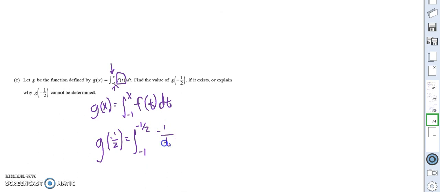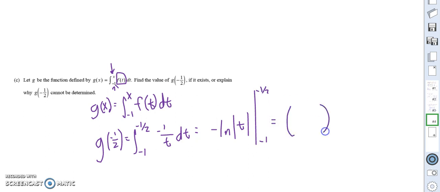Negative 1 over t dt. The integral of that is negative ln of the absolute value of t, evaluated between negative 1 and negative 1/2. So that's plugging in negative 1/2 minus plugging in negative 1. If I plug in negative 1/2, I get negative ln of the absolute value, which I'll just call 1/2, minus, plugging in negative 1, not that it makes a difference, negative 1 versus 1, because it's absolute value. I get negative ln of the absolute value of negative 1, just call that 1.